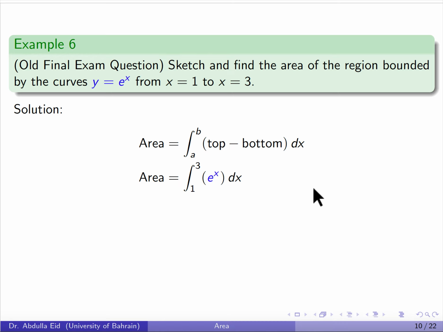What's the integral of e power x? The formula for e power x is just e^x. One time I have to substitute 3, the other time I need to substitute 1. And that's what I will get as an area. So that's the question on the exponential function.